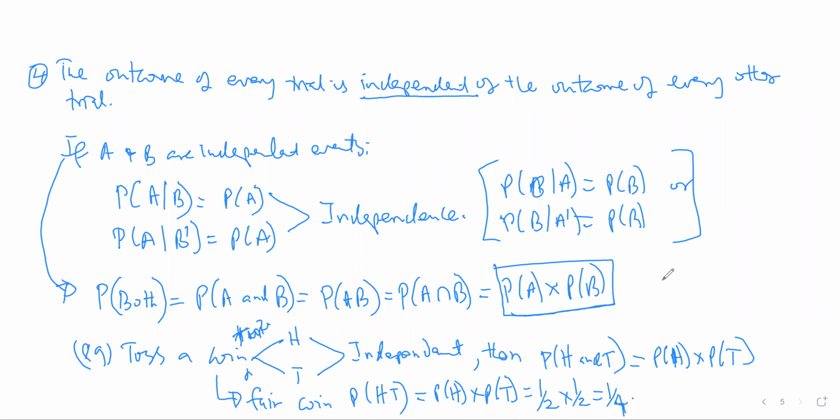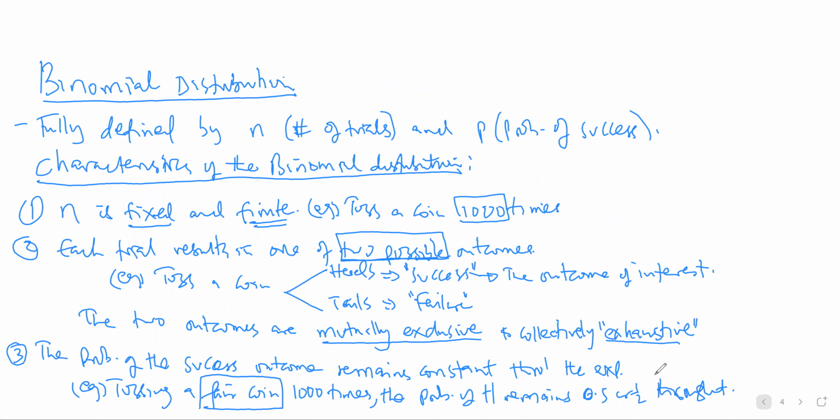I think you must have seen in your other subjects that you are always saying that this is a quarter, because we are assuming that the trials are independent. So if they're independent, we just multiply the individual probabilities to get the probability of both occurring. So that's independence. So those are the 4 characteristics of the binomial distribution. All those must be satisfied for you to assume a given random variable has the binomial distribution.